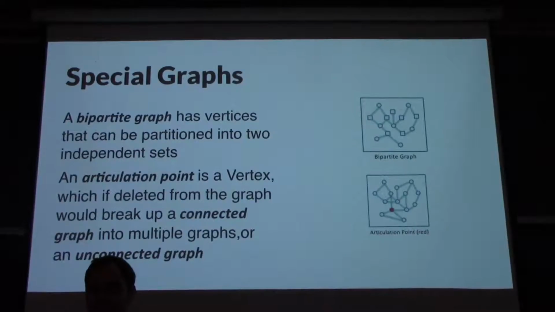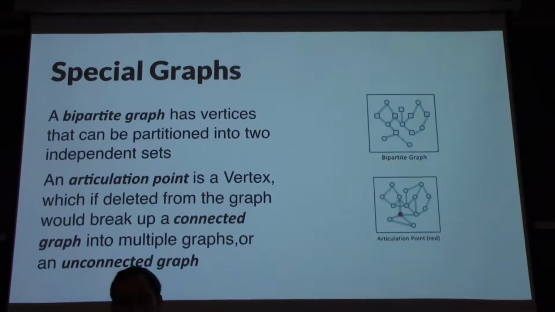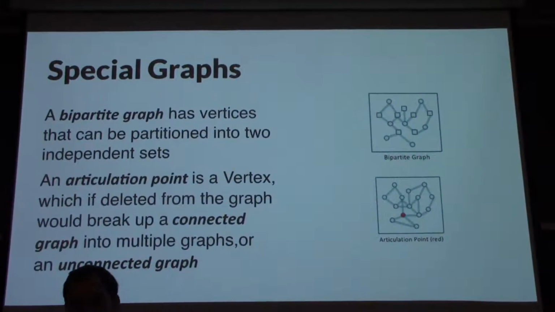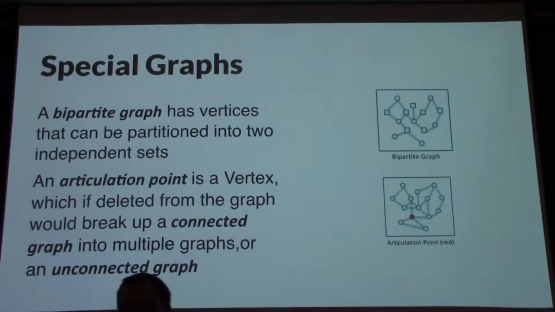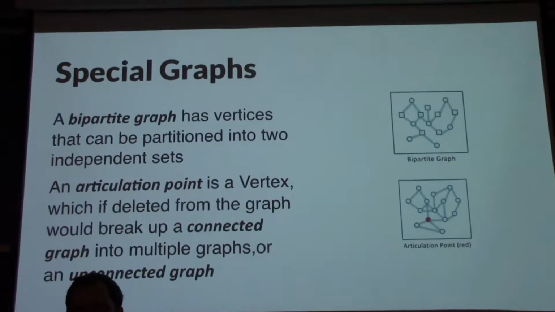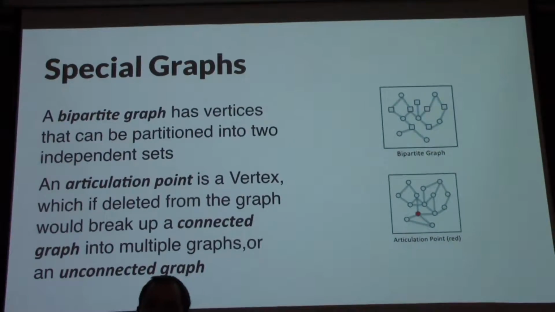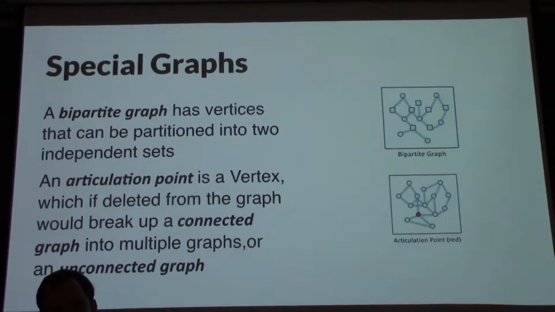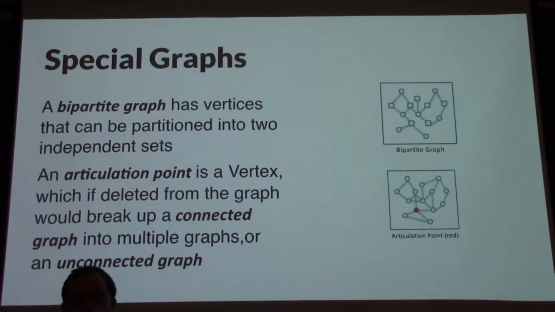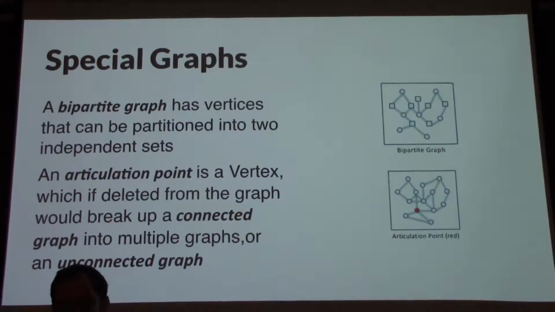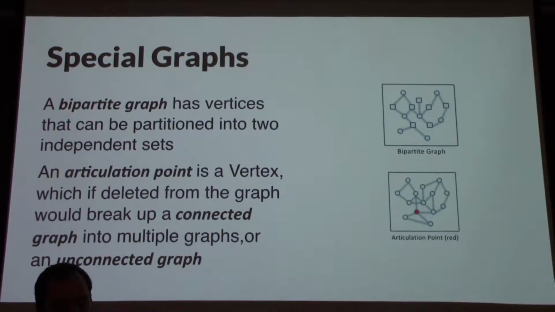Then a bipartite graph, this is exactly what you have in your homework, where we have vertices that can be partitioned into two independent sets. So like in your homework you have games and teams, and these are two different node types, and there is no direct connection between the teams, and there is no direct connection between the games. So this is an important property. There are only edges between the two different types of vertices.